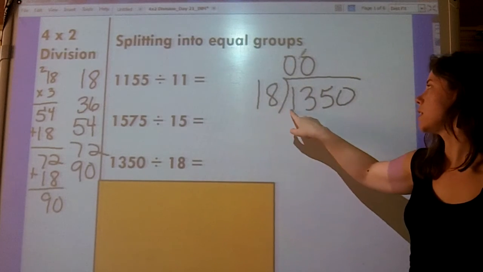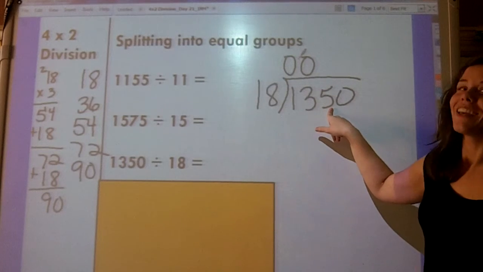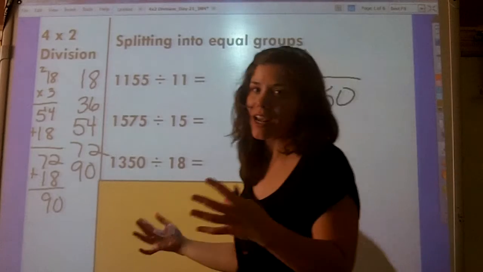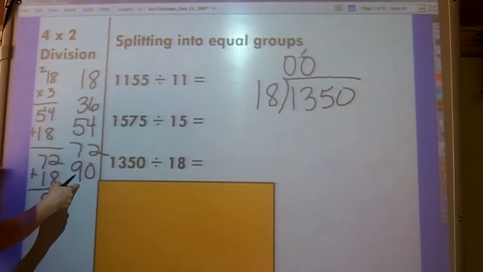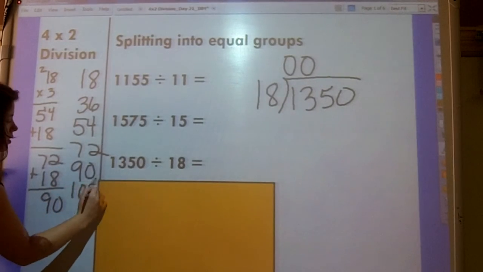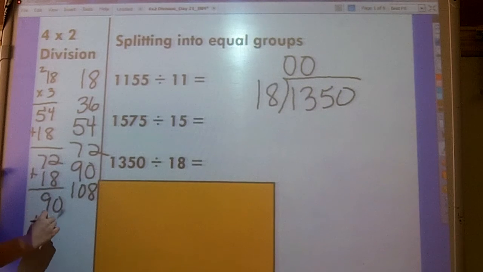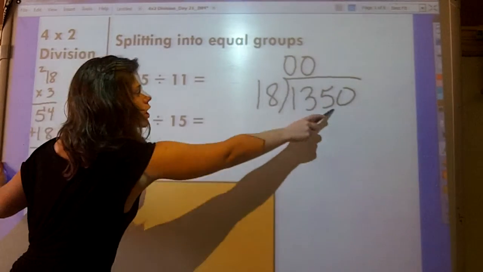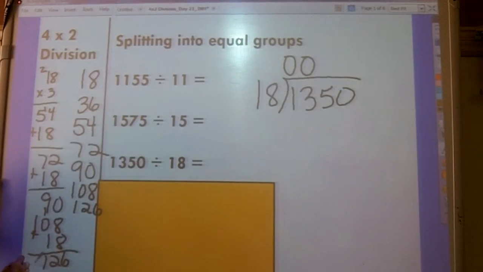Can I count by 18 to get to 135? I can, but I'm not there yet. I only went to 90, so now I need to go back and add some more multiples. I know 90 plus 18 is 108. 108 plus 18 is 126. That's getting pretty close because I'm trying to get into 135. Let's do one more plus 18.